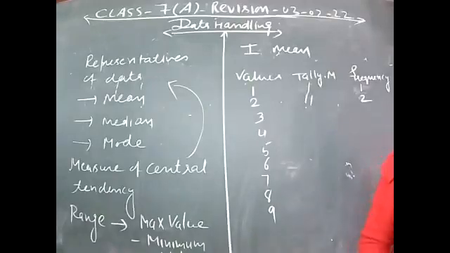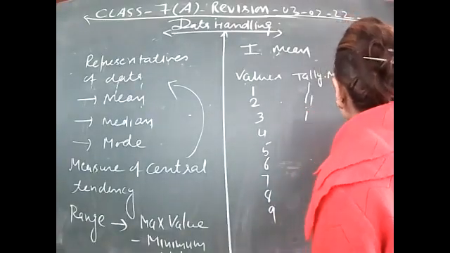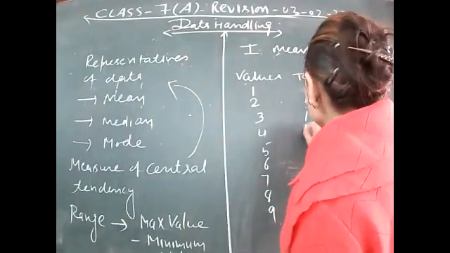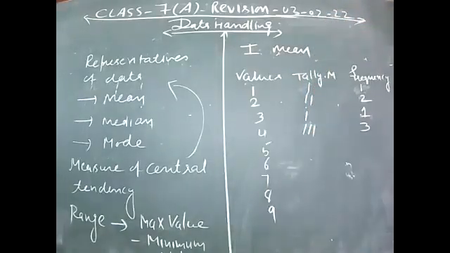Only once. Check करते जाना साथ साथ. So 1 is the frequency, 1 is the tally marks. And then how many times 4 is appearing in the data? 3 times. 4 is appearing 3 times, so 3 tally marks and 3 is the frequency.